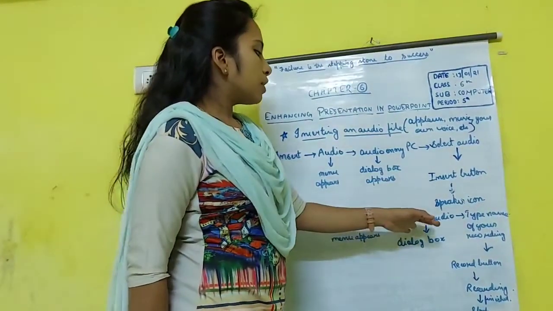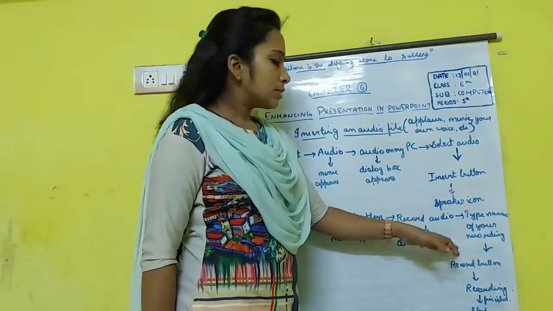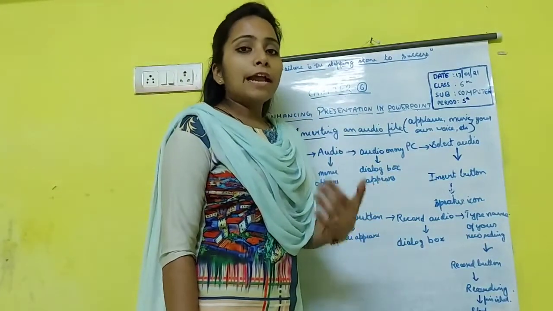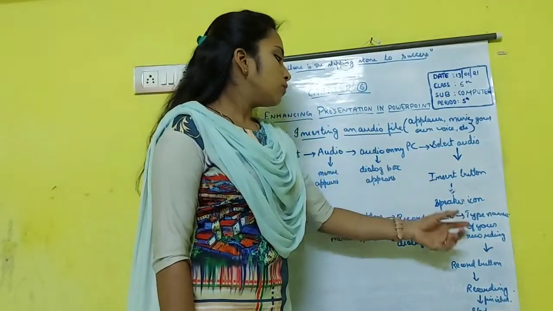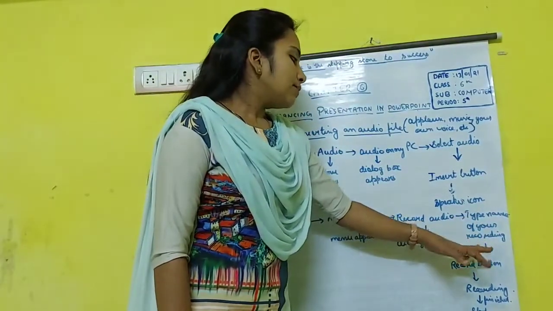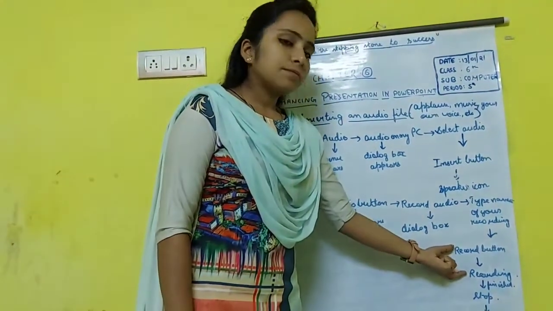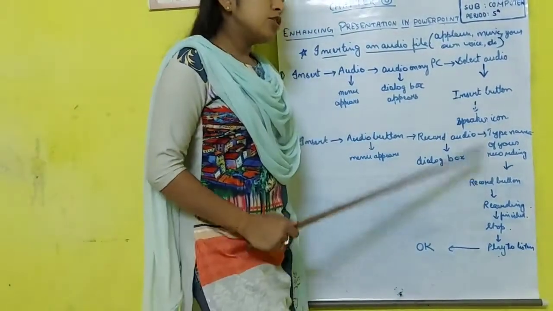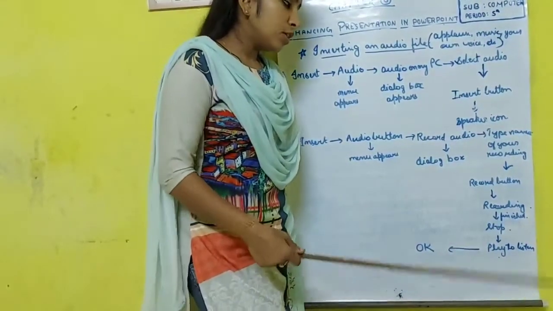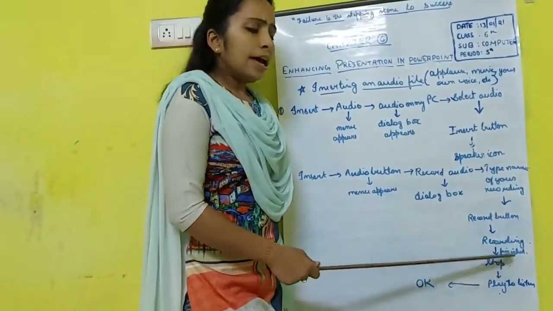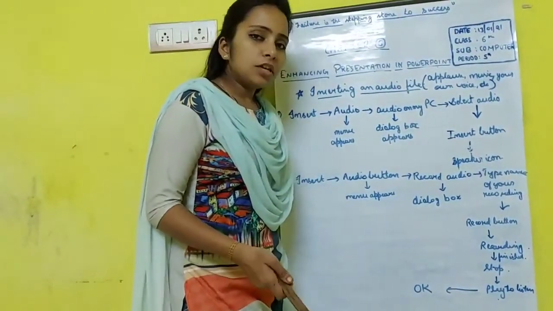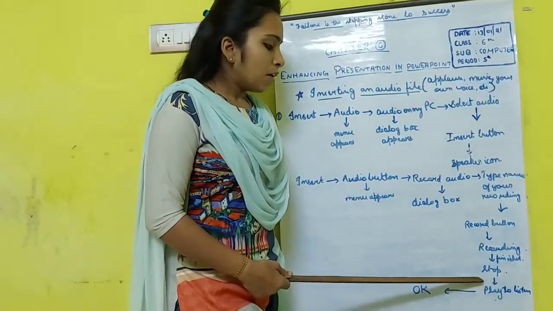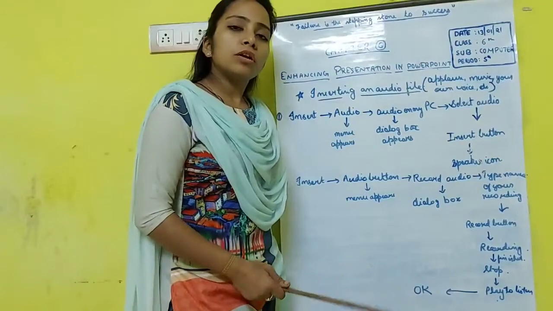As soon as you click Record Audio, again you will find a dialog box. There you will type the name of the recording, whatever name you want to give to your recording. Then you will click on the Record button, and after clicking on it you will record your voice. Whatever you want to say, you will say it. As soon as your voice input is finished, you will click on the Stop button, and your audio recording will stop.